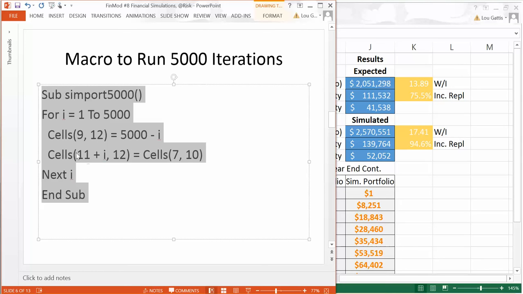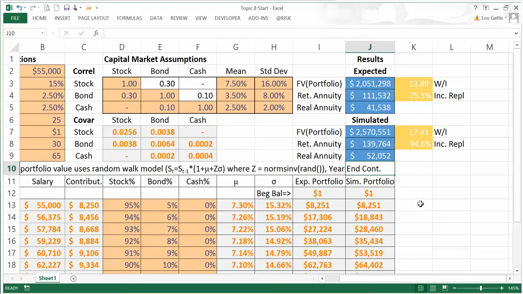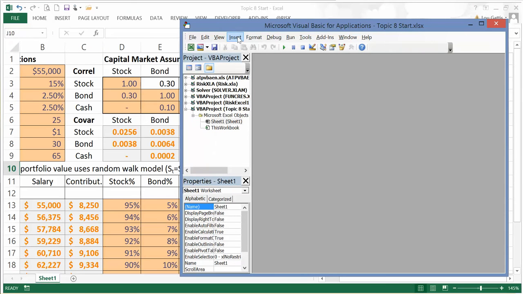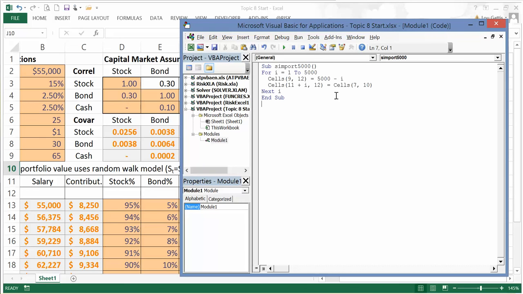Then it's going to put in the 11th or 12th row, 12th column, whatever's in cells 7, 10, which happens to be this simulated portfolio value right here. That's the 7th row, 10th column of the spreadsheet. And then since it's 11 plus I, as I goes to 2, it's going to put it in the 13th row, 14th row, 15th row. So I'm going to grab that function, copy it, go to Excel, go to my macro or VBA area, Developer, Visual Basic, insert a module, and paste it in.